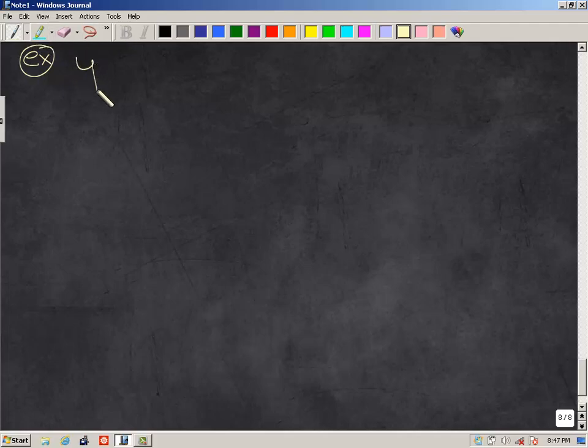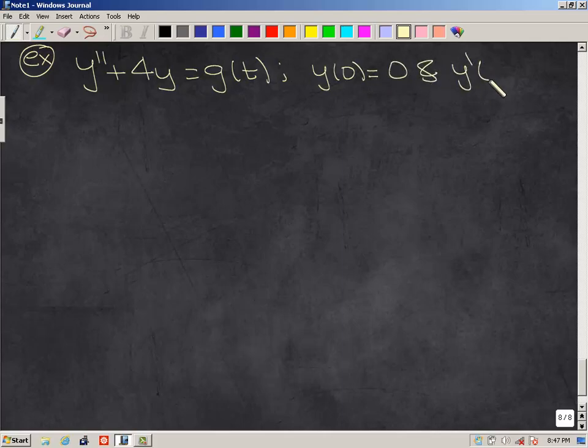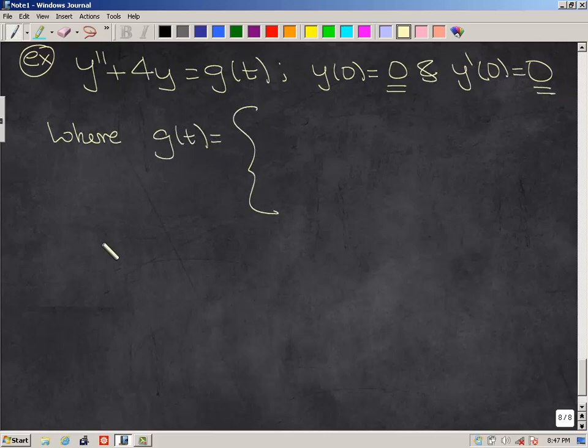So let's say you have y double prime plus 4y is equal to g of t, and they've told us that y of 0 is equal to 0 and y prime of 0 is also 0. So the initial conditions both are 0, so that's nice. Where g of t is a little bit more complicated.